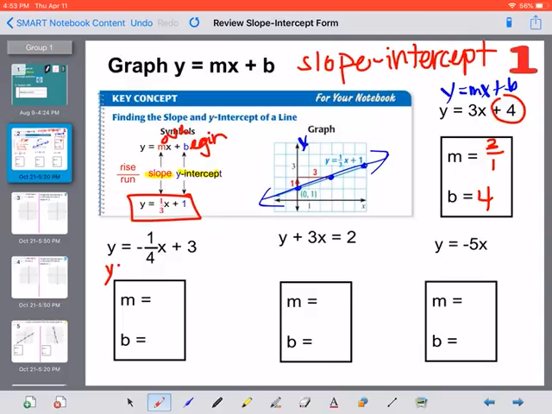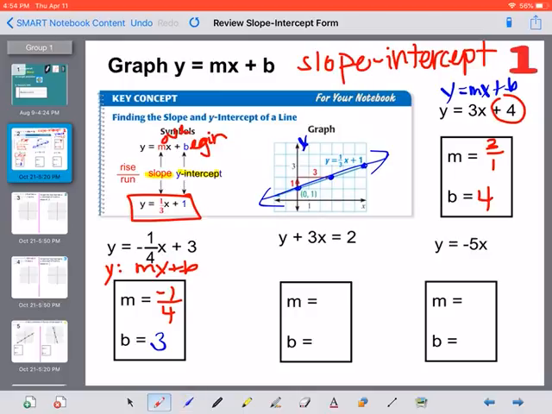This next one, in the form y equals mx plus b, m, or our slope, is negative 1/4. I always put the negative with the number on top so I know if I'm going up or down right away. It really doesn't matter, but I just put it on the top. And then we begin this graph at a positive 3.